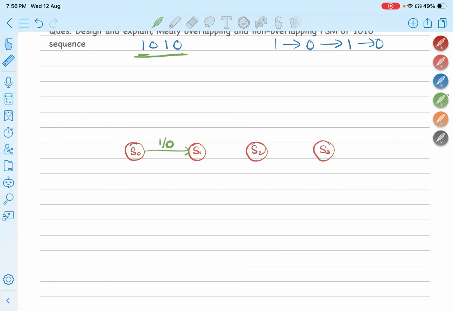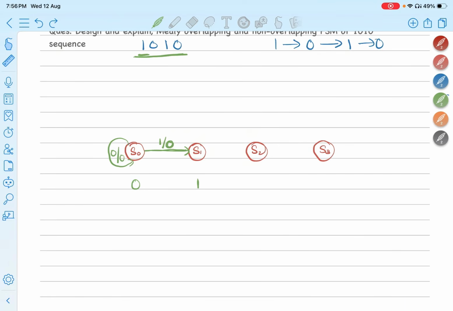So what if 0 comes at S0? If 1 comes, then there will be one at this state. If 0 comes, it will remain at the same state. The initial state will be zero. So it will be 0 by 0. Okay. Now we are at S1.